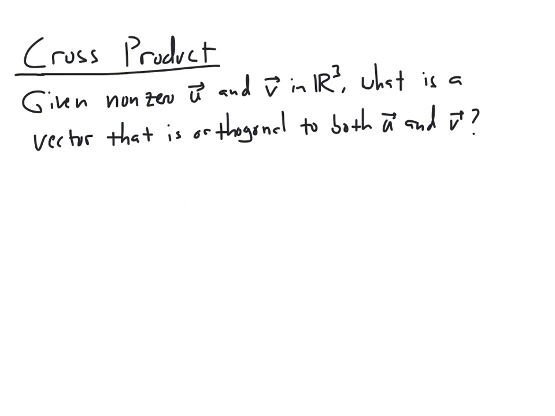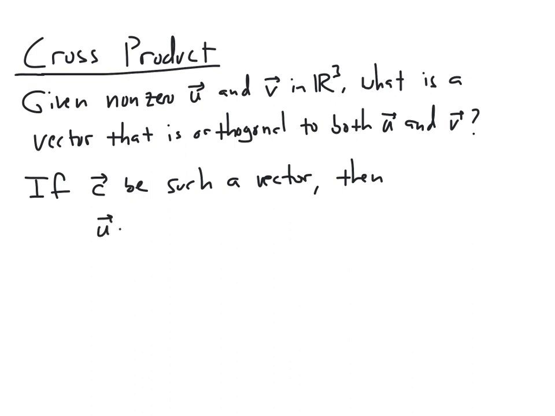Now, we know how to determine if two vectors are orthogonal. So if we let c be such a vector, a vector that is orthogonal to both u and v, then we know that u dot c, the dot product of u and c, must be the zero scalar, and also that v dot c must equal the zero scalar, right? Because two vectors that are orthogonal have a dot product of zero.